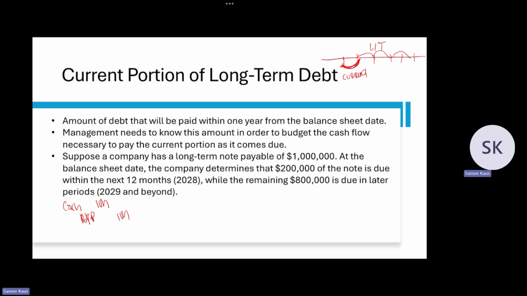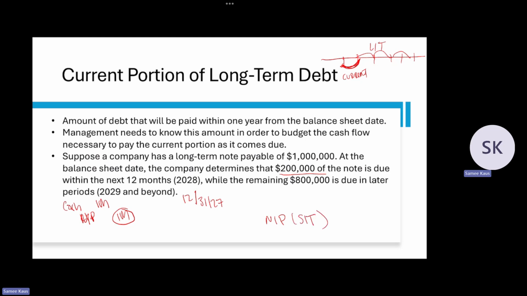Okay. So now at the balance sheet date, the company determines that 200,000 of the note is due within the next 12 months. Okay. So I have the balance sheet date, right? December 31st, 2027. And I'm saying of this total 1 million, 200,000 of it is going to be due within the next 12 months. So how do I want to classify that? Short term or long term? Well, I want to say that this note payable, right, is going to be short term.